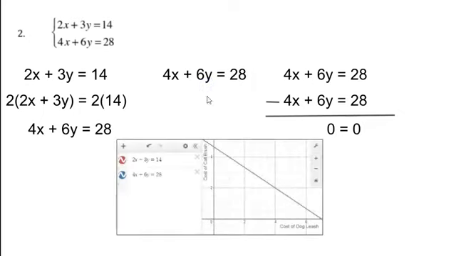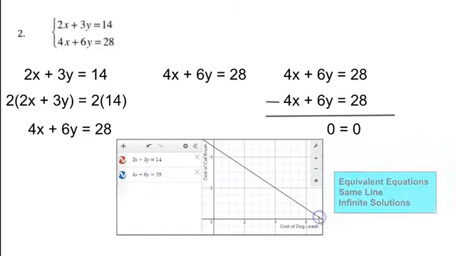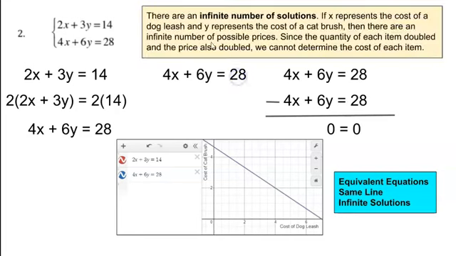When I graph these equations, they have the same line. Equivalent equations with the same line mean that there is an infinite number of solutions to this system of equations. All the combinations for x and y that work for the first equation also work for the second equation. This means that there are an infinite number of solutions.